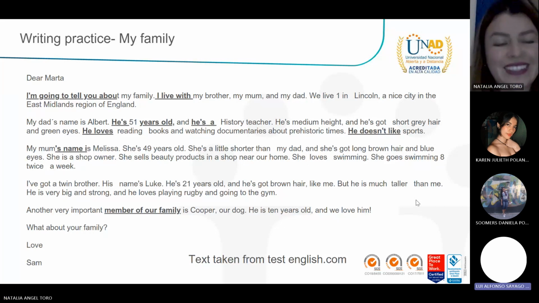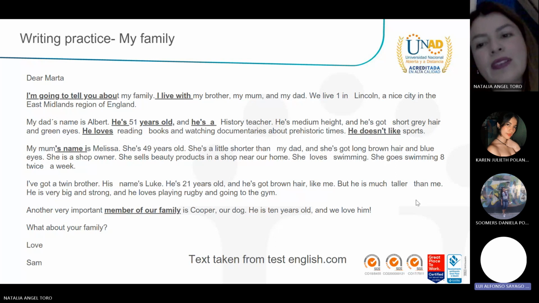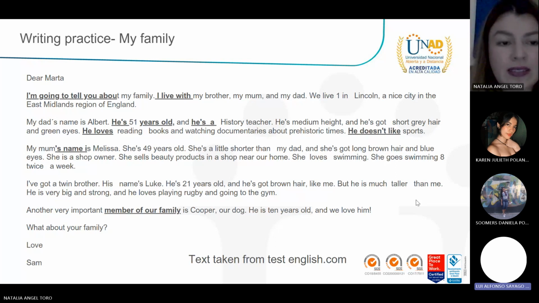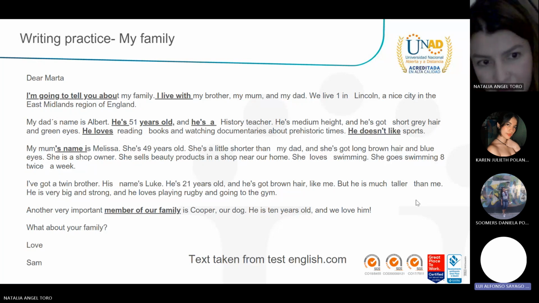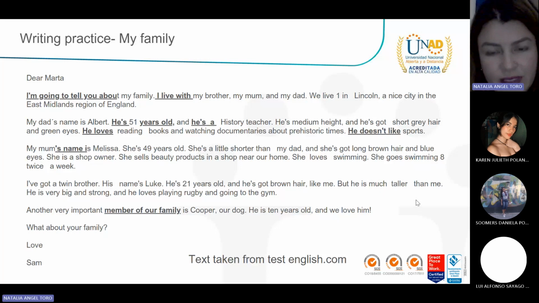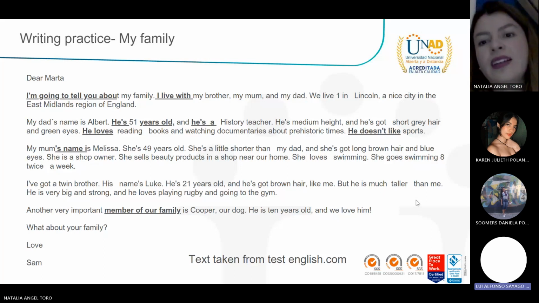I've got a twin brother. His name is Luke. He's 21 years old and he's got brown hair like me, but he's much taller than me. He's very big and strong, and he loves playing rugby and going to the gym. Another very important member of our family is Cooper, our dog. He is 10 years old and we love him. What about your family? Love, Sam.